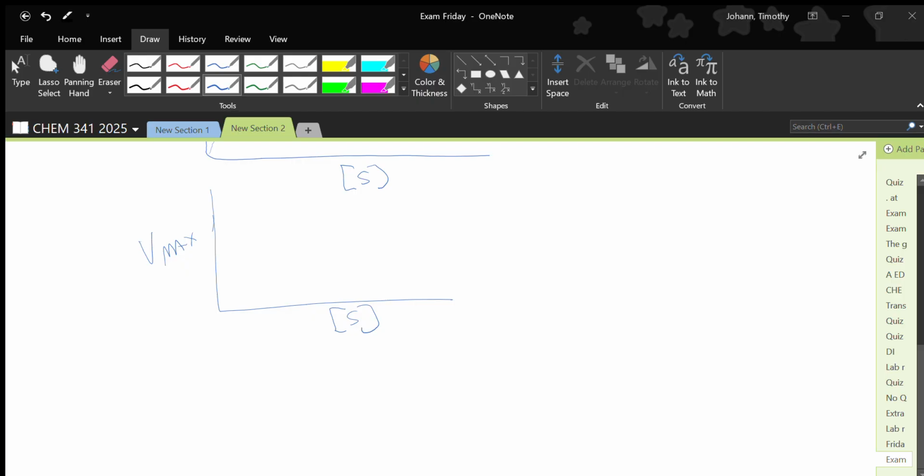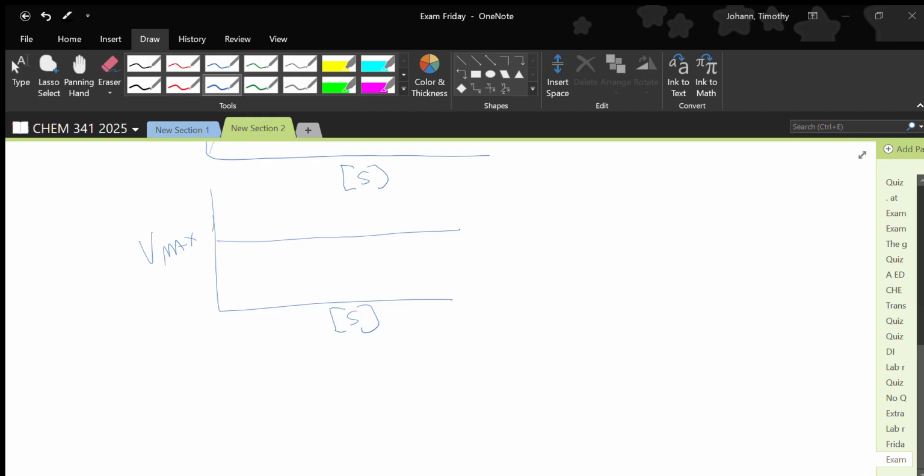So what is Vmax for a given amount of enzyme? How does it change with time? It doesn't, right? So Vmax is a constant, and it would look like that. Because it's the same amount of enzyme, the maximum velocity you can achieve does not change.